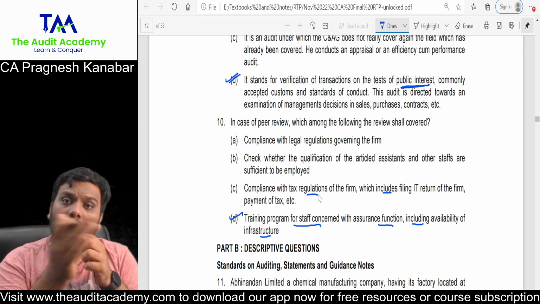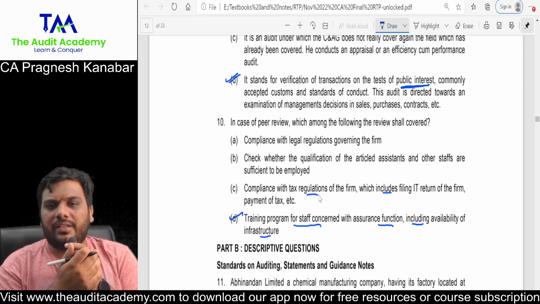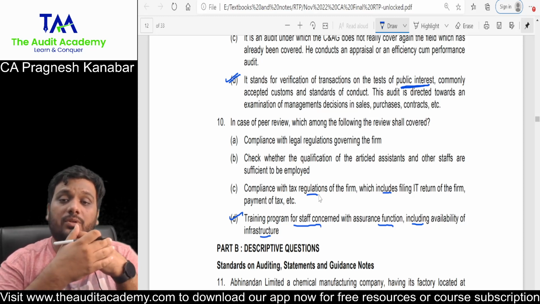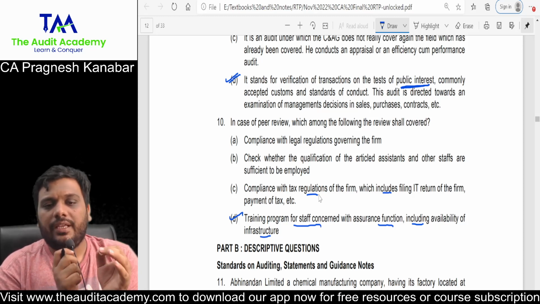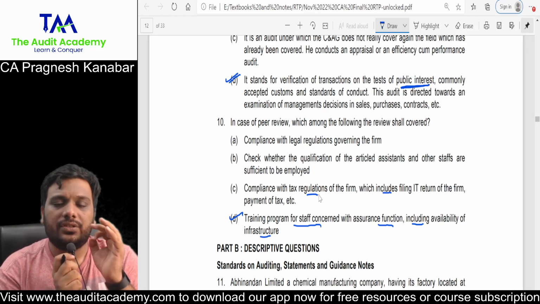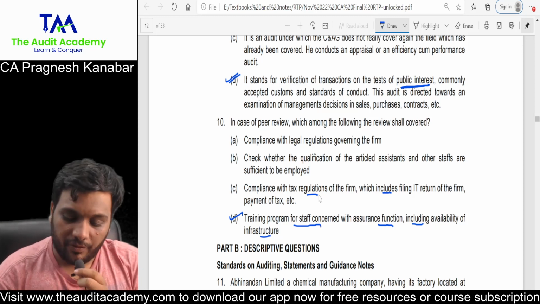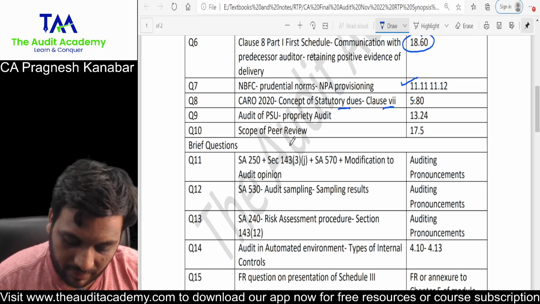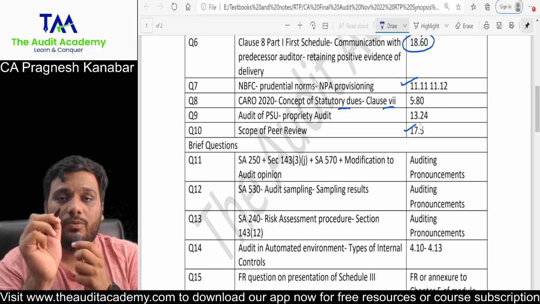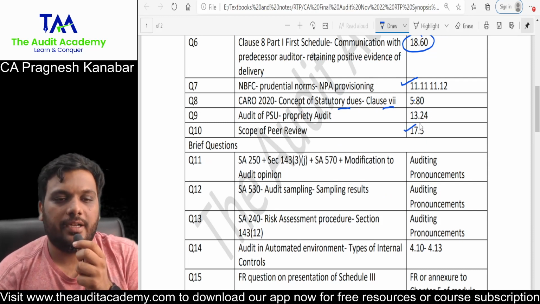All right, whether all the article assistants and everyone is qualified is not going to look after. Compliance with all the legal regulations governing the firm is not going to look after. So D is a very clear area which is given in the module in the scope of peer review. And that is why you see that I have given the page number reference also, if you want to find that particular point in the module.